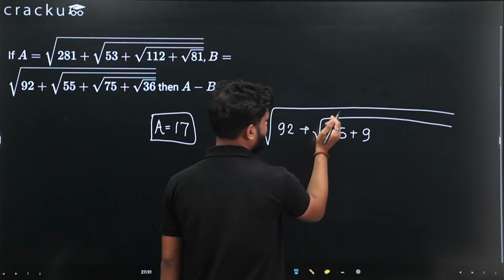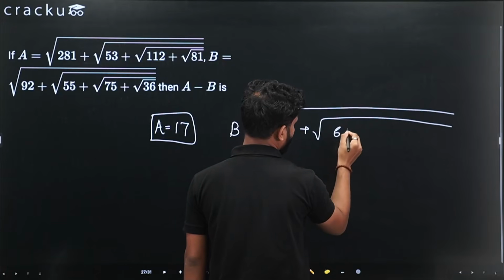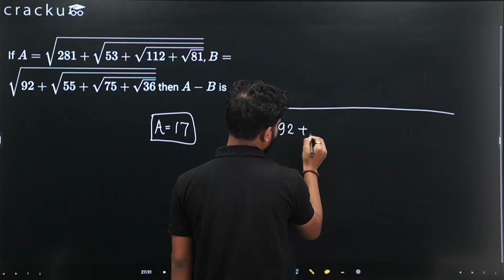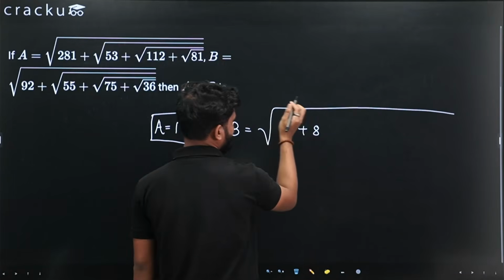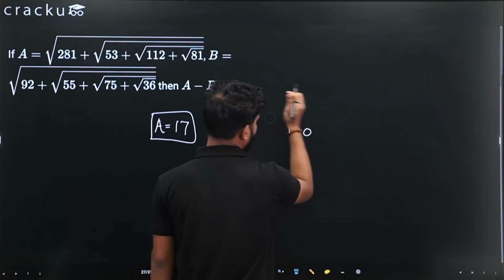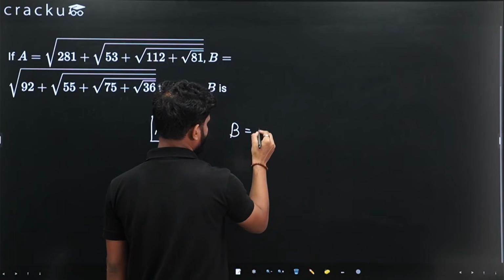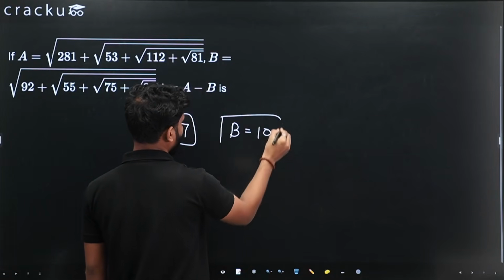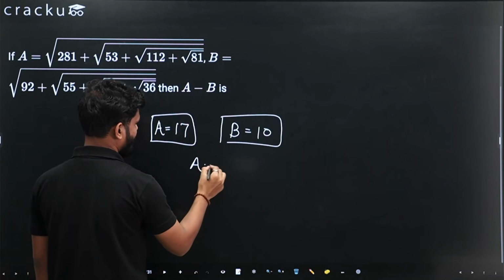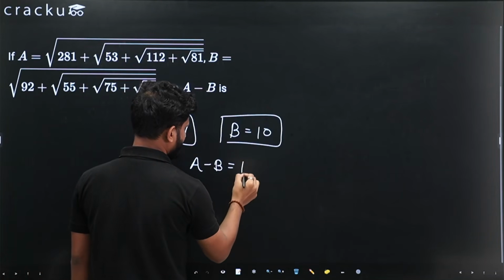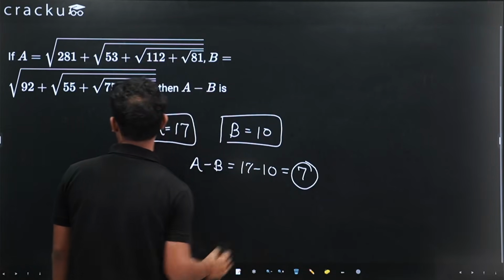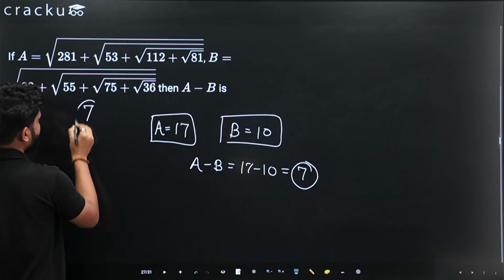So 9 plus 55 will be 64. What is the square root of 64? It is 8. So this will be plus 8. 92 plus 8 is 100. What is the square root of 100? The square root of 100 is 10. So B will be equal to 10. What do I need to find? I need to find A minus B. A minus B is 17 minus 10, which is 7. So the answer to this question will be 7.